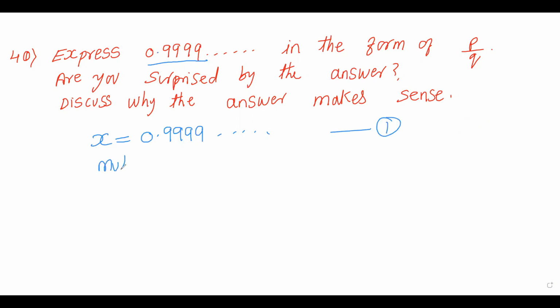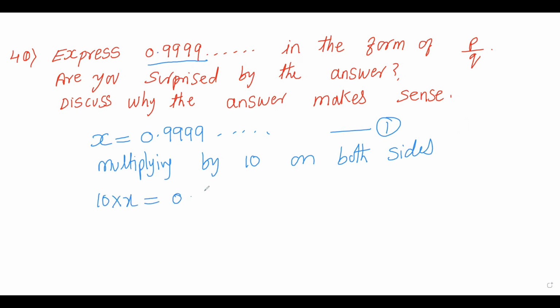Multiplying by 10 on both sides. 10 into x. 0.9999, so on, into 10. You will get here 10x. Here, the point will move 1 digit ahead. It becomes 9.9999, so on. This is your equation 2.